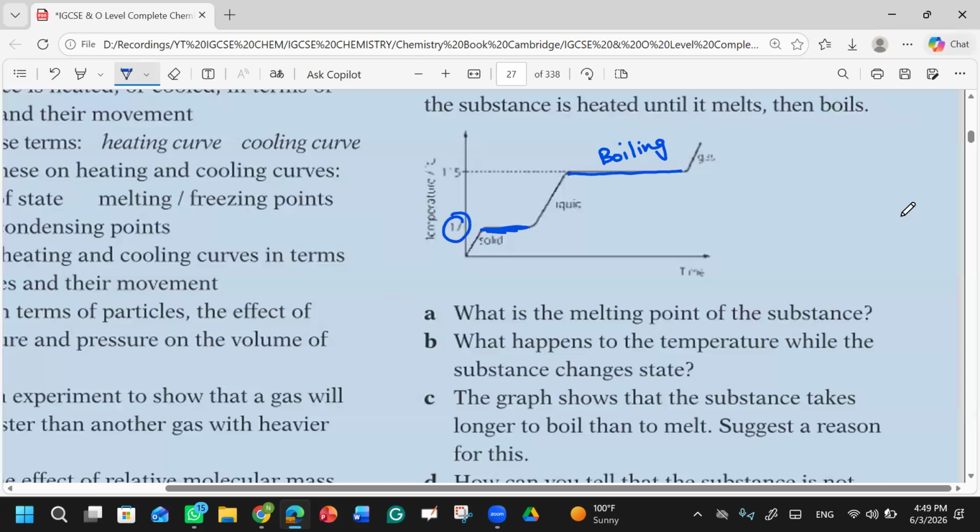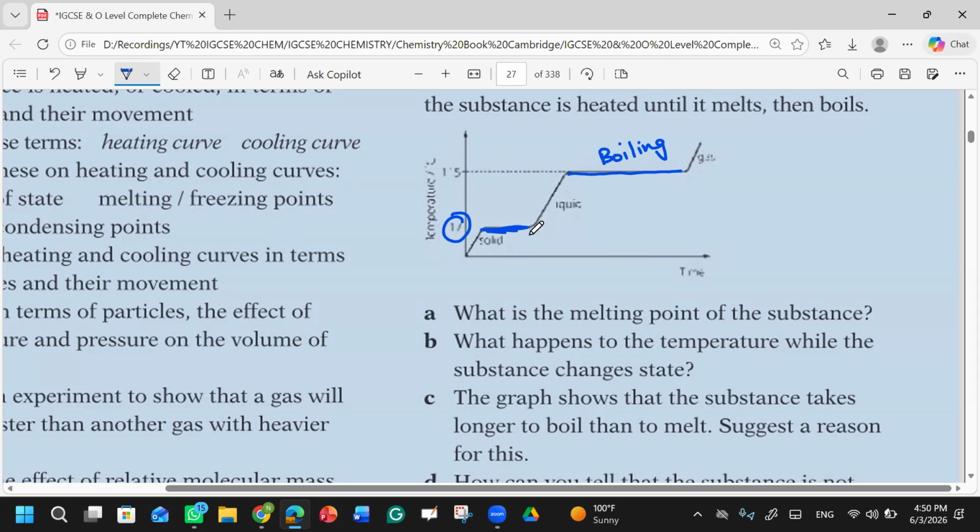Yes, exactly. At this temperature, the temperature will be fixed because, for example, the melting point is 1 degree, right? At this temperature, the energy present in it will start to act on the solid so that the solid can convert into liquid. So the energy in it is being utilized to change the state from solid to liquid. That's why for a few minutes the temperature will remain constant.